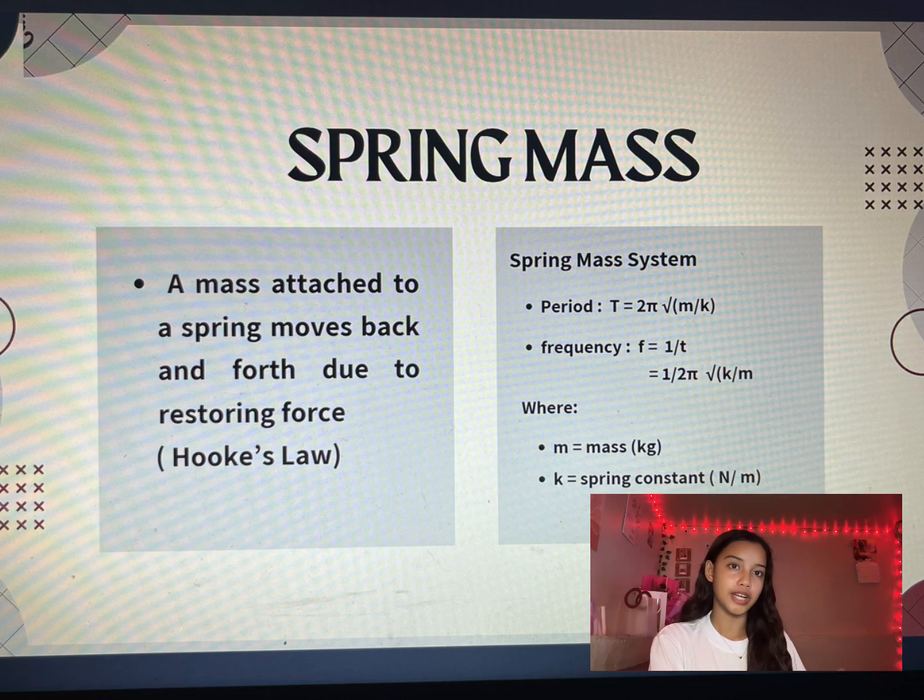So as you can see on the right side of my slide, it is about the spring mass system's formula. The period T is equal to 2 pi square root of m over k. Then the frequency f equals 1 over T, equals 1 over 2 pi square root of k over m, where m is equal to mass in kilograms, while k is equal to the spring constant in Newtons per meter.